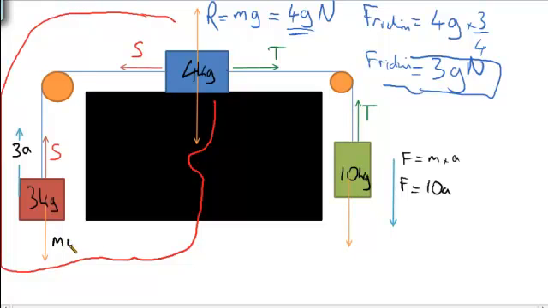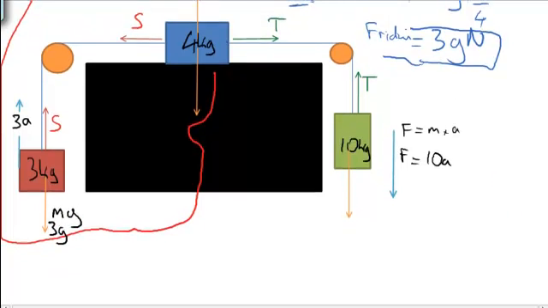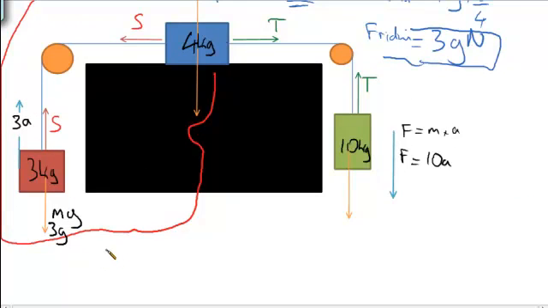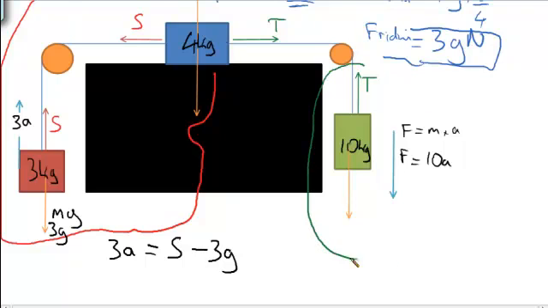mg, so the force down there is 3g. Now I know for this box on its own, I can get an equation. I know that 3A, the overall force, is equal to S minus 3G. Now, I think it'd actually be easier to skip over and do the same thing for this one here.